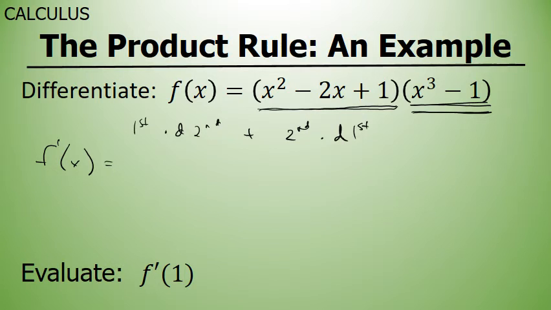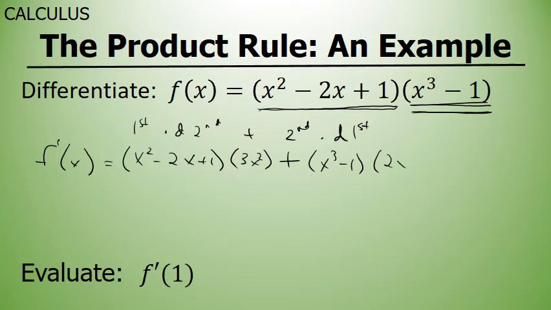I'm thinking of x squared minus 2x plus 1 as the first factor, so in the derivative, that unchanged is x squared minus 2x plus 1, while the derivative of the second factor, x to the third minus 1, is 3x squared. The second term of the derivative is the second factor unchanged, x cubed minus 1, times the derivative of the first factor, which is 2x minus 2.